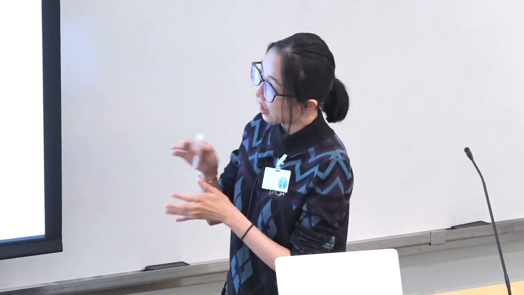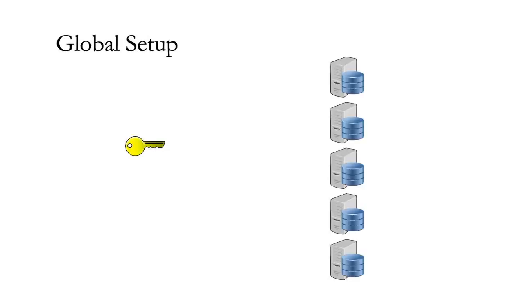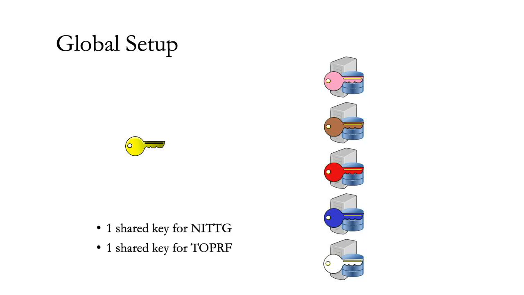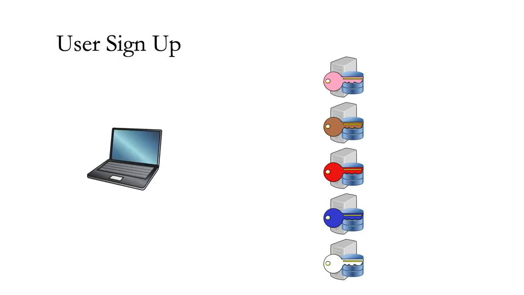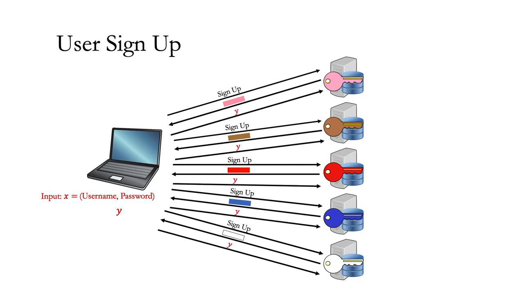Okay. Now we know these two ingredients and we're ready to make some pasta. First, in the global setup phase, there are two keys shared among the servers, one key for NITTG and one key for TOPRF. And then when the user signs up, it will use its username and password as the input to the TOPRF and run this protocol. At the end of the protocol, if there are T valid responses, then it will recover the PRF output Y, and then it sends back Y to every server. So every server will store the username along with the PRF value Y locally. That's the end of sign-up phase.